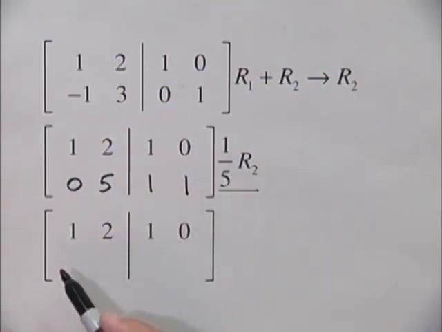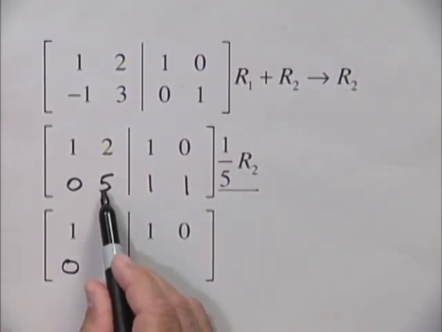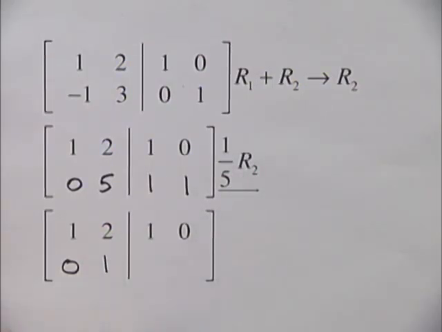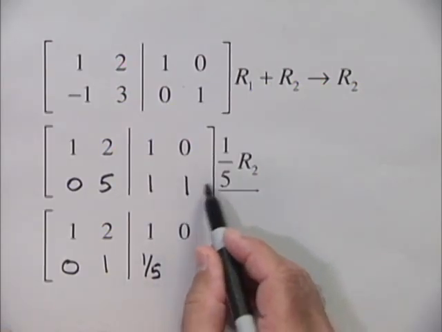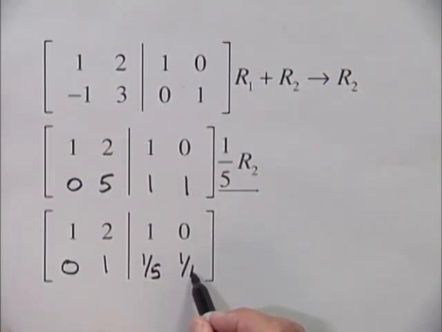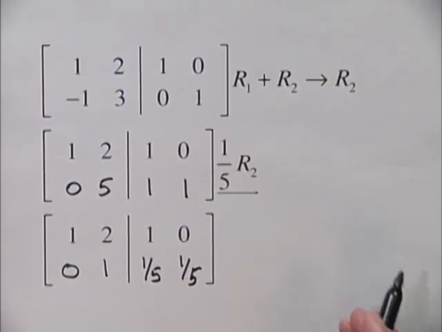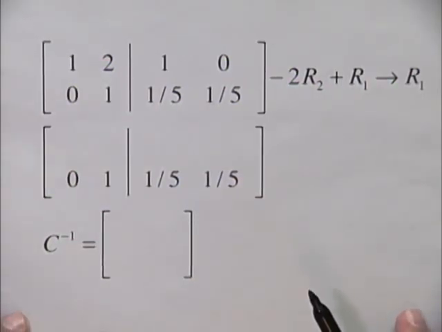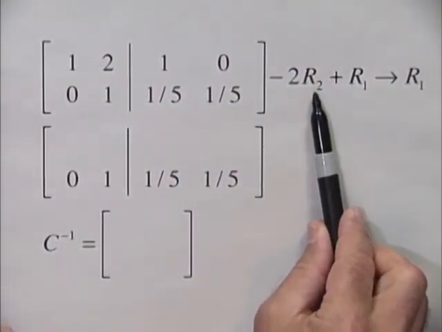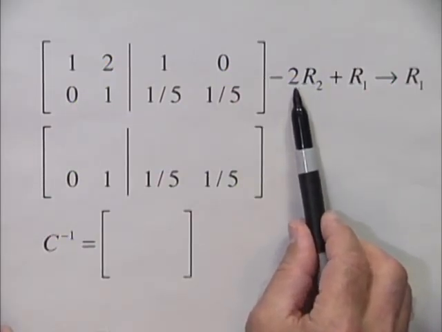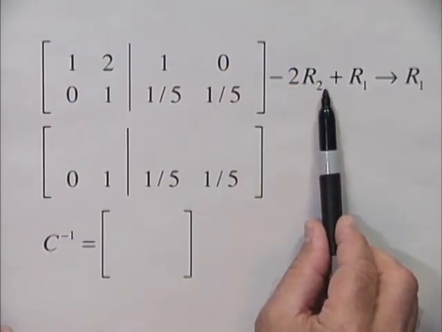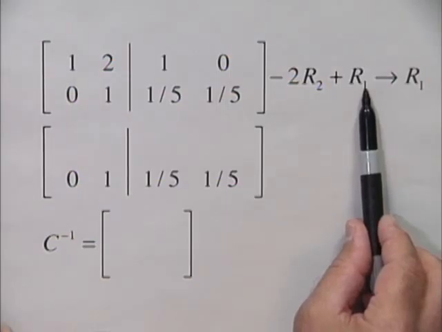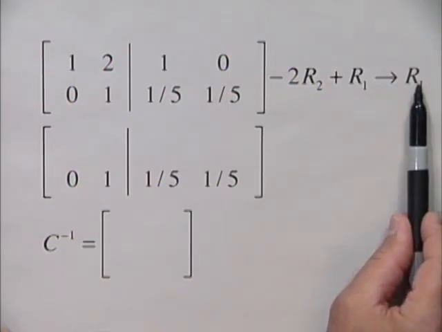0 times 1/5 is 0. 5 times 1/5 is 1. 1 times 1/5 is 1/5, and 1 times 1/5 is 1/5. So I've written that matrix at the top here, and we wish to perform the following operation. We're going to take negative 2 times row 2, add it to row 1, and replace that in row 1.